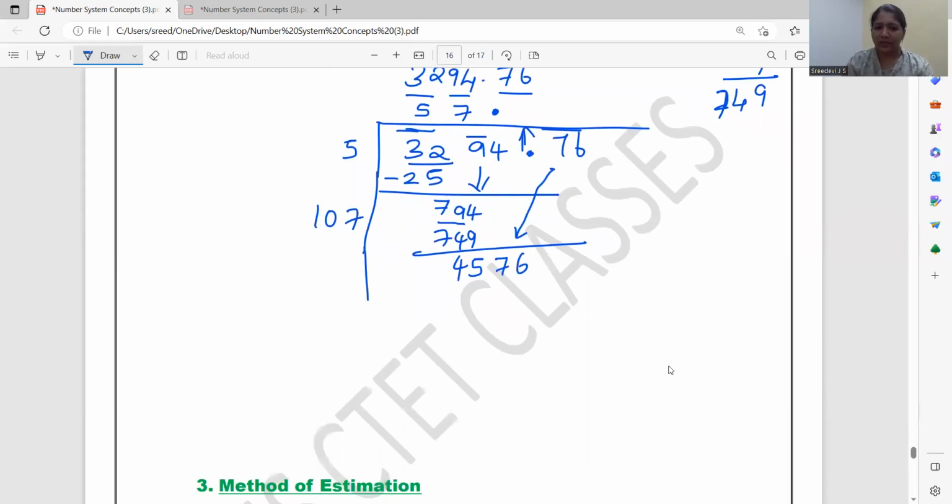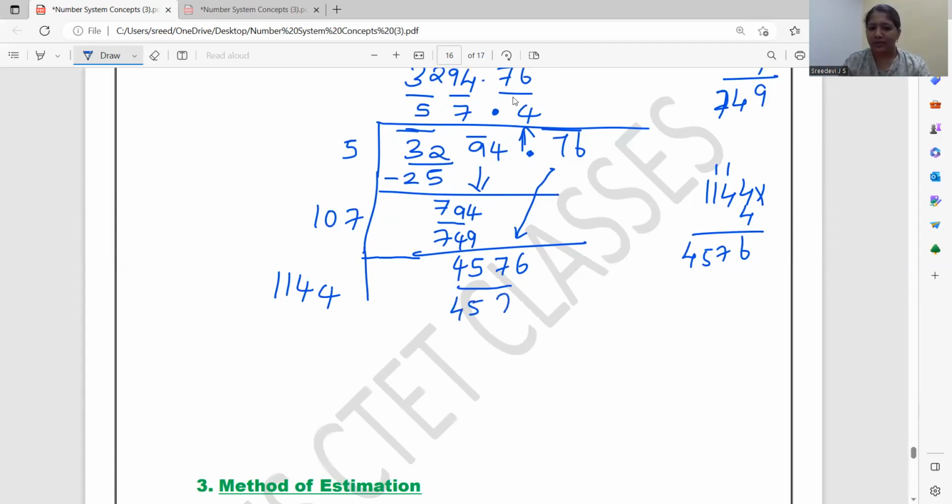So please tell me, next what do you have to do? We have to add 107 plus 7. 107 plus 7 is 114, right? And what number should be multiplied in order to get almost nearer to the value 457? 4 fours are 16, so 1144 into 4. Yes, so we'll be getting 4576, right? So we get the remainder as 0.